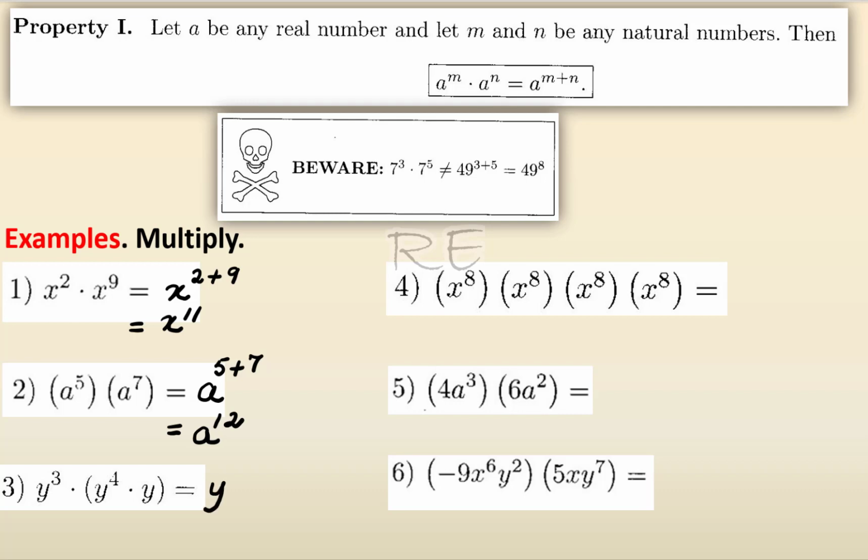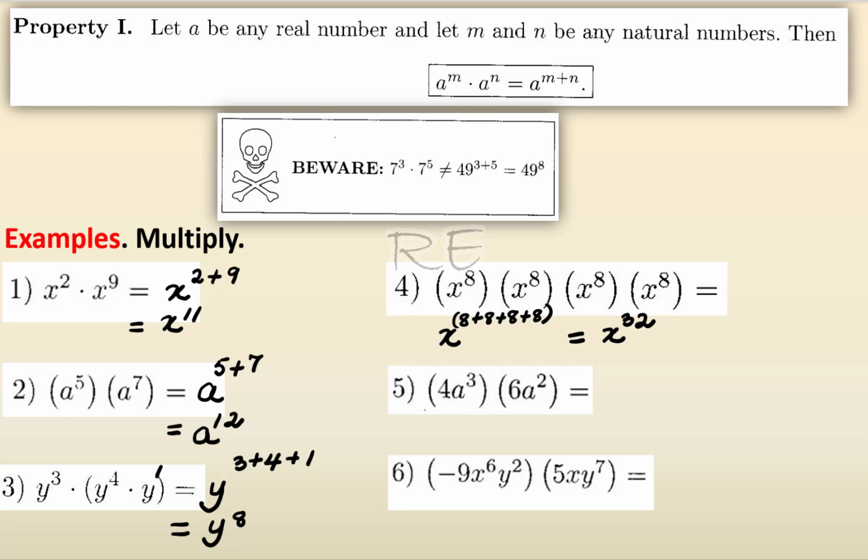y to the third times y to the fourth times y, which is y to the first, is equal to y to the 3 plus 4 plus 1, which is y to the 8. Now, x to the 8 times itself 4 times is equal to x to the 8 plus 8 plus 8 plus 8. So it's going to be 4 times 8. So x to the 32.